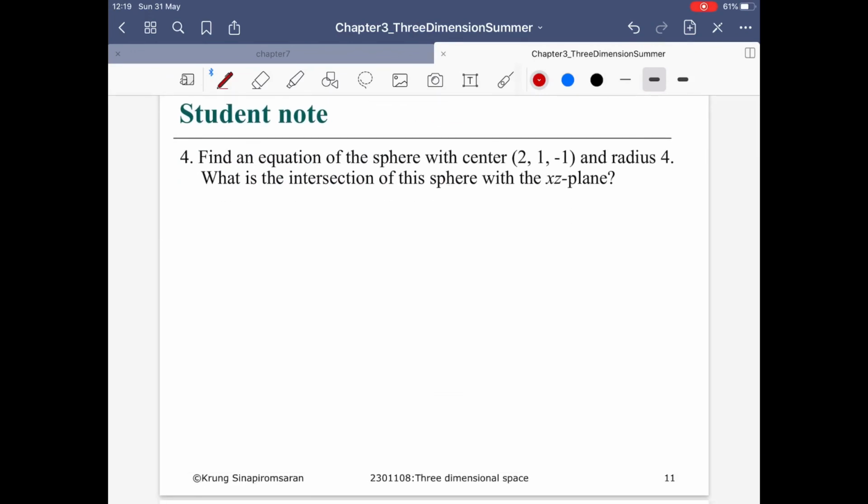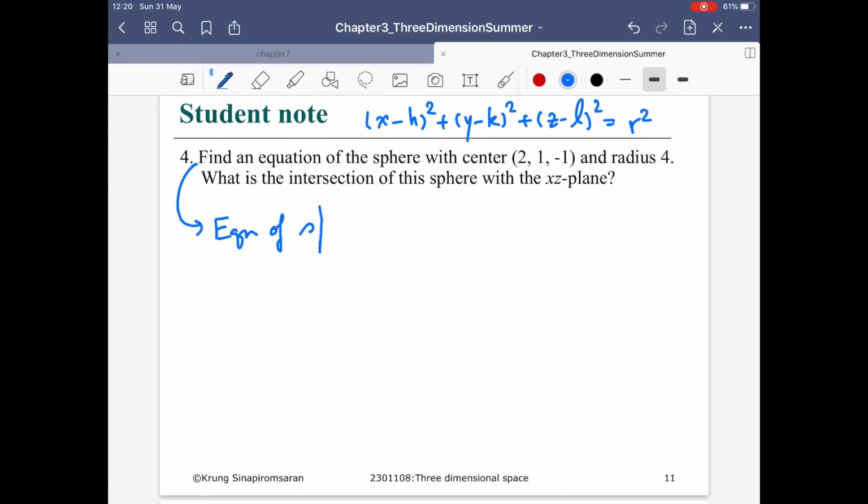Okay, now if you need to find the equation of the sphere, the equation of the sphere is (x minus h) square, (y minus k) square, and (z minus l) square equals the radius square. If everything is already determined, you get the equation of the sphere to be (x minus 2) square, (y minus 1) square, and (z minus negative 1) square, so it is (z plus 1) square. And don't forget, here is a 4 square, not only a 4.